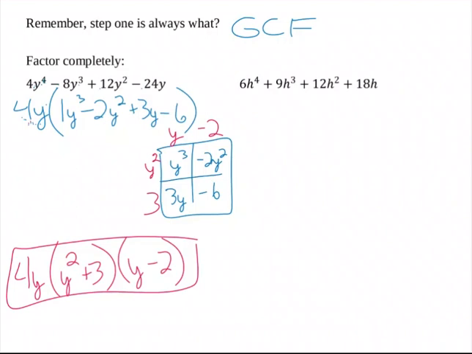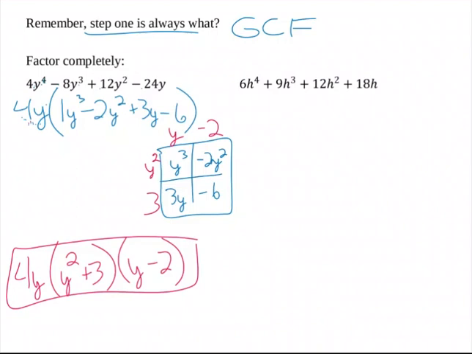Okay, so then this one, again, our first move is always GCF. So do we have a GCF here? Well, first of all, I see an H in every single term, so I can definitely pull out an H. So now we can look at the numbers, 6, 9, 12, 18. The GCF can never be any bigger than the smallest number. So I look at the 6.